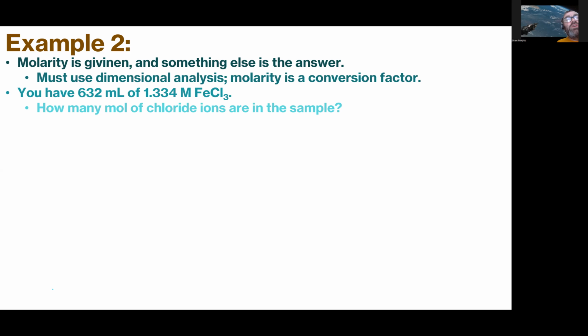All right. So when we're looking at this one, we have 632 milliliters of this solution of iron 3 chloride. Our answer is how many moles of chloride ions are in the sample. This is also a preview of something we're going to talk about later on when we talk about the stoichiometry of things in solution. So we're going to get kind of a twofer in here.